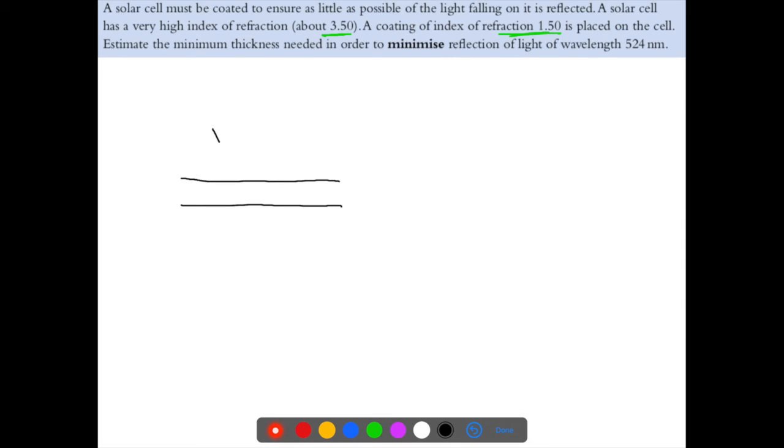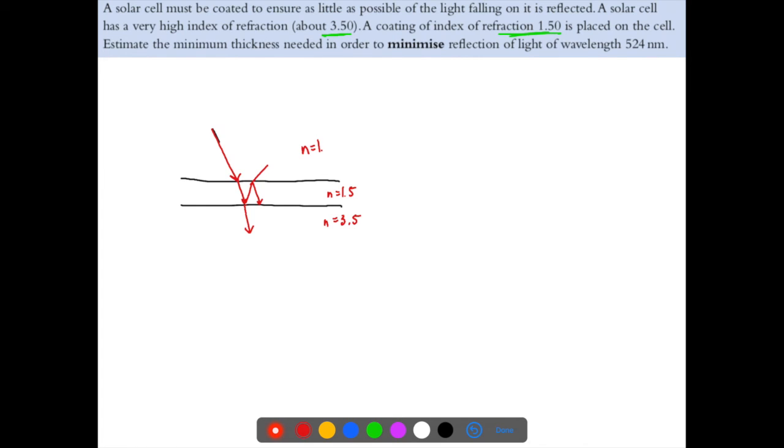So I've got light coming in. Here, let's change colors. We've got light coming in. The light's going to hit the surface. The index of refraction out here is 1. Okay. The index of refraction of the coating is 1.5. So then it goes into that, and of course then we get the reflection and all the other fun things going on. Okay, and then some of it's going to go into the actual solar cell, and the solar cell, it says, has an index of refraction of 3.5.